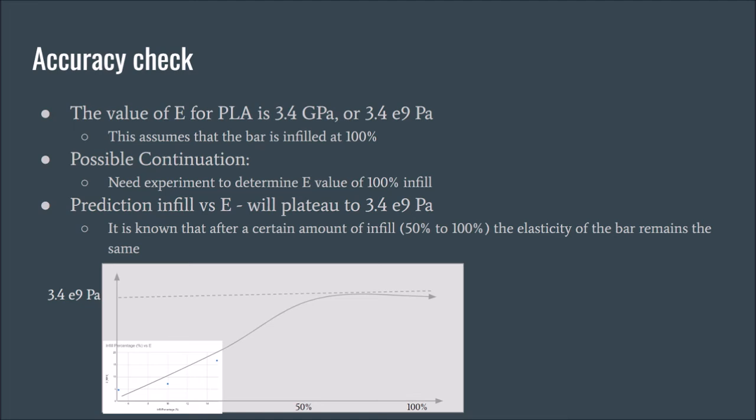So a possible continuation of this lab, or this experiment, is to determine the E value at 100% infill. And in this one, I only figured it out at 5%, 10%, and about 15%. And so my prediction is that in terms of infill versus E, it will plateau to about 3.4e9 pascals, or when it's at 100%. And that's because around 50% it will start to plateau, and that's because after a certain amount of infill, 50% to 100%, the elasticity of the bar remains the same. So pretty much after 50% to 100%, you can't really tell the difference in terms of rigidity.